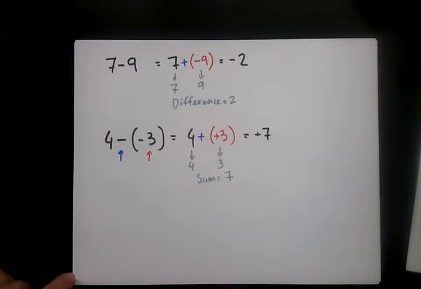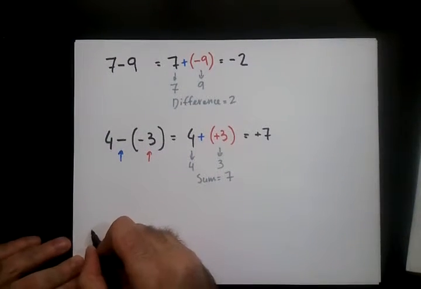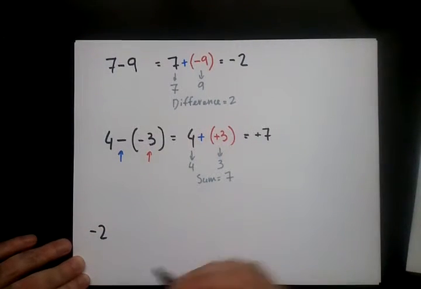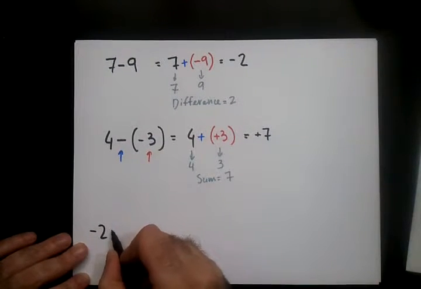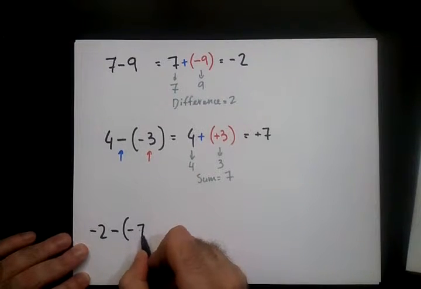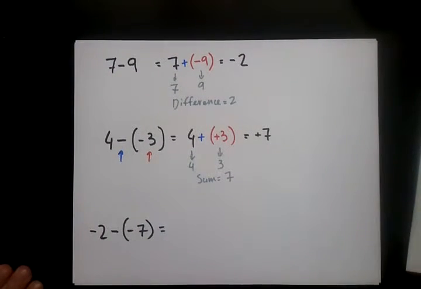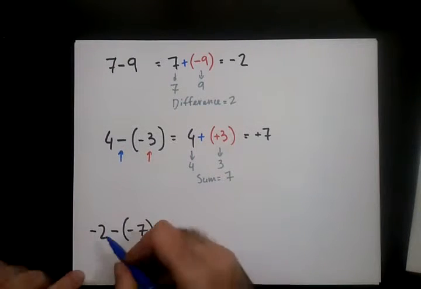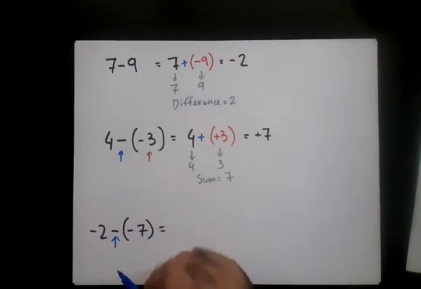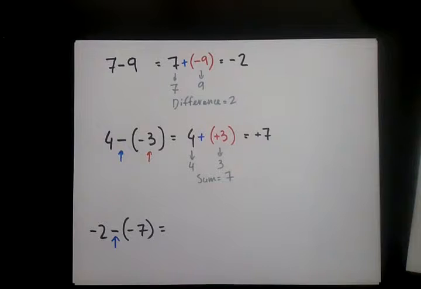Now what if you have a number like this? What if you have a problem like this, negative 2 minus a negative 7? Here we have a subtraction between two negative numbers. So we have subtraction between negative 2 and negative 7. This may look a bit complicated because there's a lot of negative signs in here, but just use the same rules. First things first, convert the subtraction into addition so we can use our rules of addition.